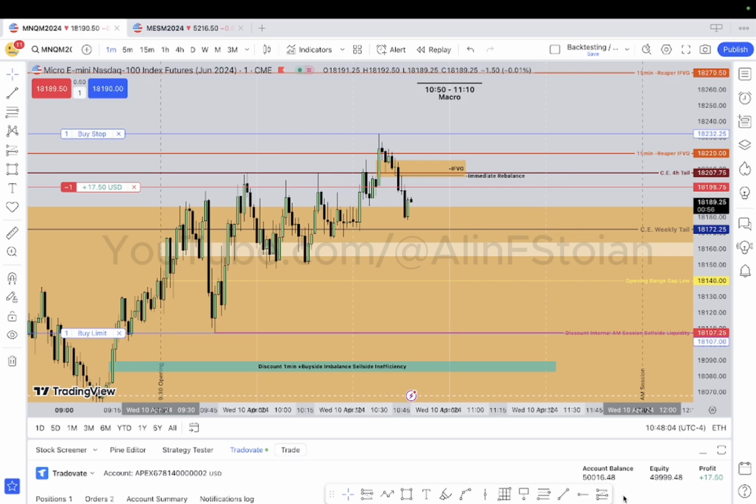Inverting fair value gap. So what I would like to see here is the market running below that level of sell side. We shifted the market. It is 10:48.